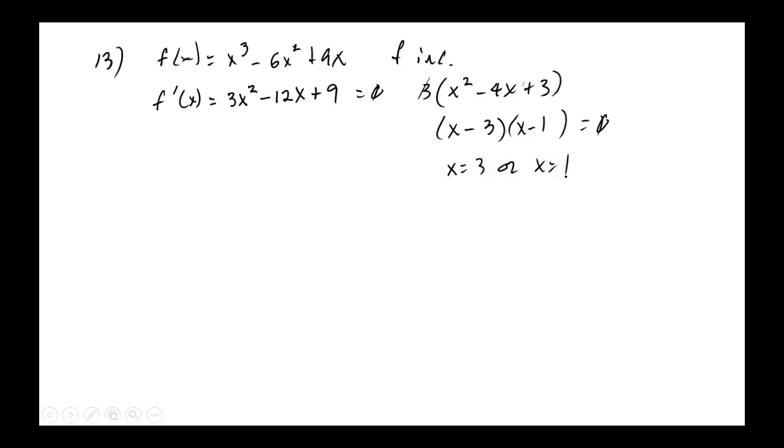Now that tells you where the slope is 0. You need to know what happens on either side and in between. So you're interested in what's happening for x less than 1, what's happening for x between 1 and 3, and what's happening when x is greater than 3.